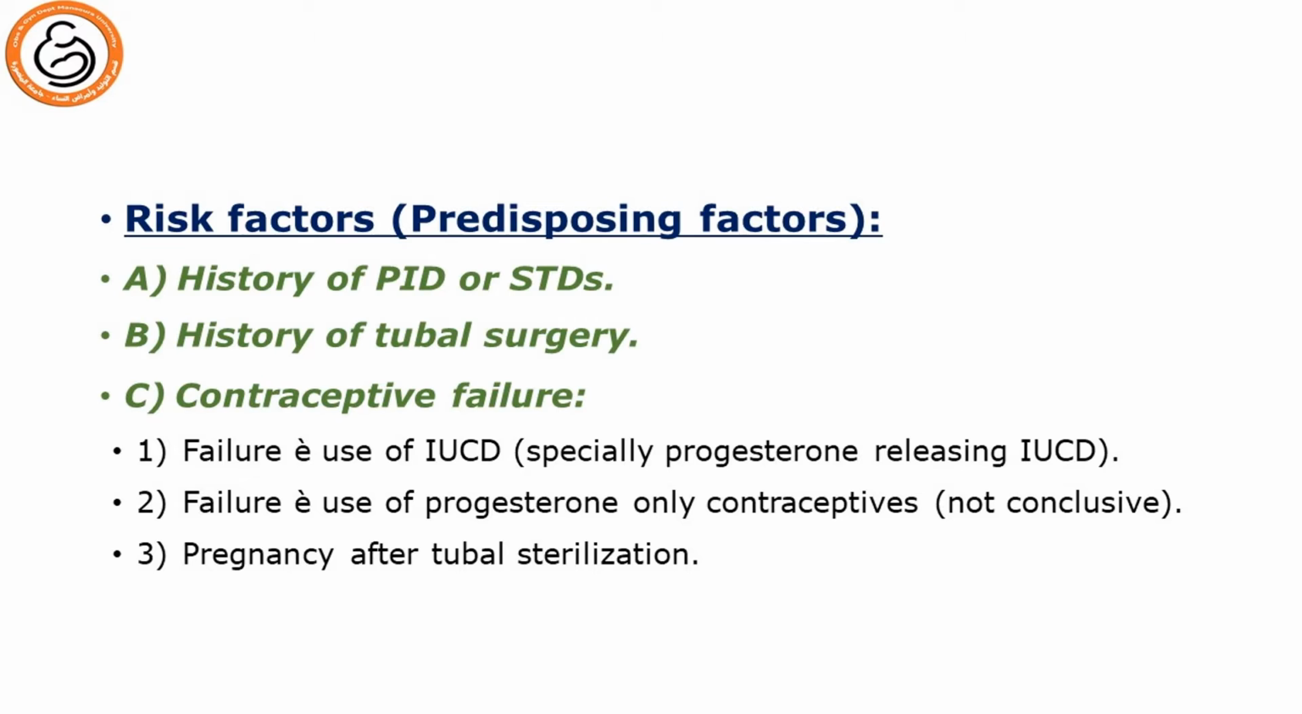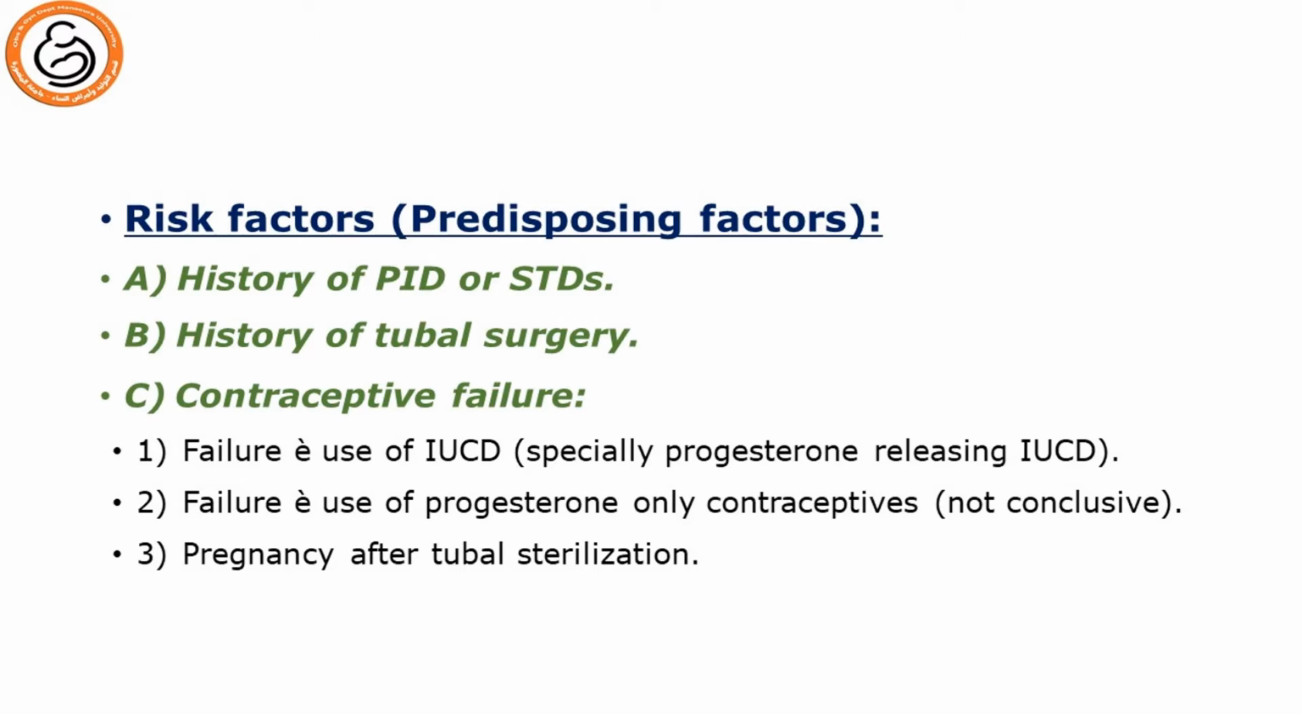For risk factors or predisposing factors, we have history of pelvic inflammatory disease or sexually transmitted disease, which will cause chronic salpingitis, history of tubal surgery, and contraceptive failure. Failure with use of intrauterine contraceptive device, especially the progesterone-releasing one, with subsequent reduction in the peristaltic movement of the tube and the delay of transfer of the fertilized ovum into the uterine cavity to be implanted.